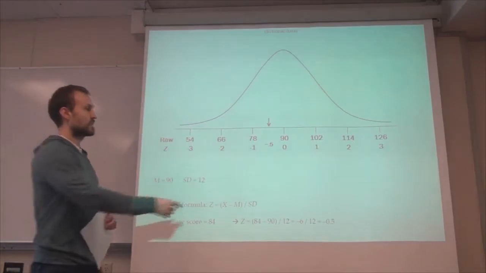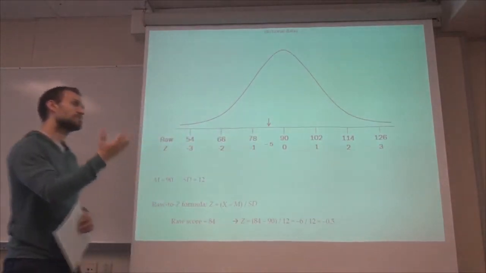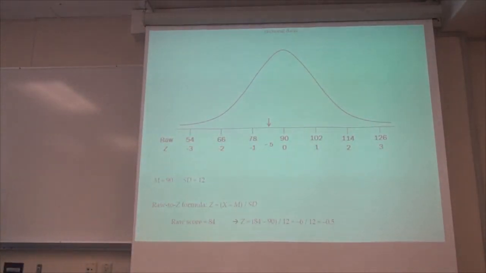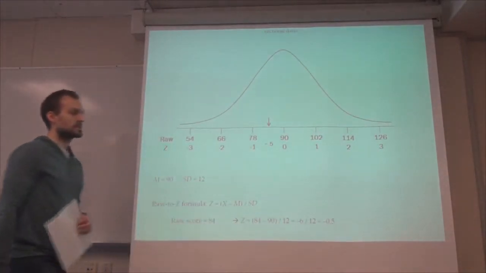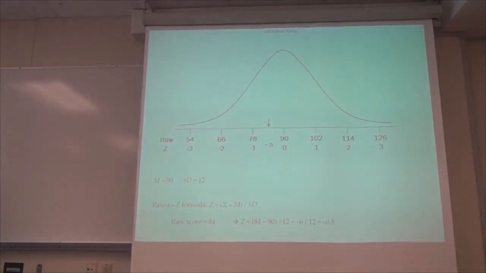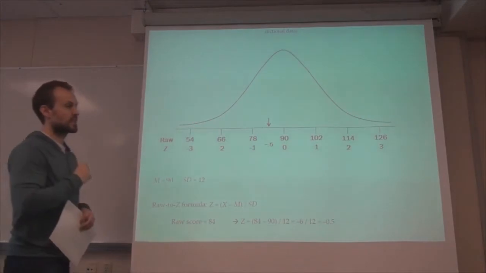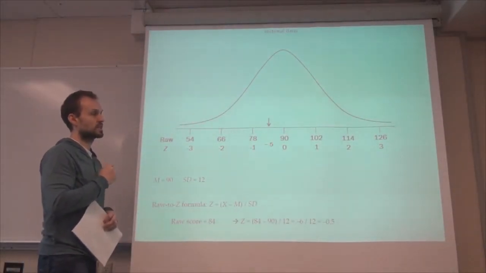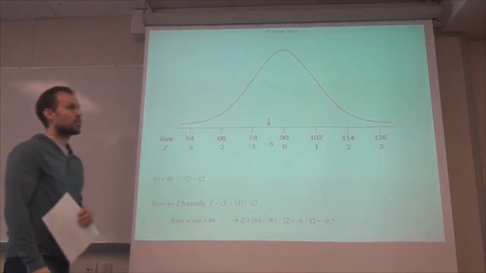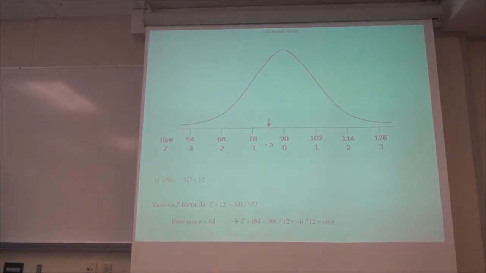For example, if I have my 84 example, where does that actually sit in my distribution in terms of standard deviation units? The z-score tells me that. 84 minus 90 gives me a negative 6. Now I'm just standardizing that negative 6, dividing it by the standard deviation, giving me a negative 1/2, meaning that I took half a standard deviation step to the left.